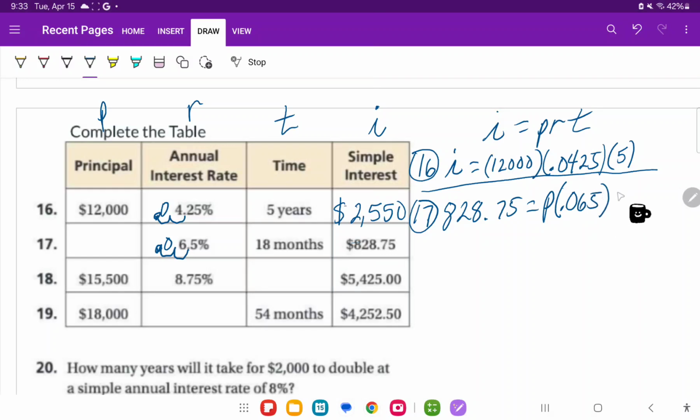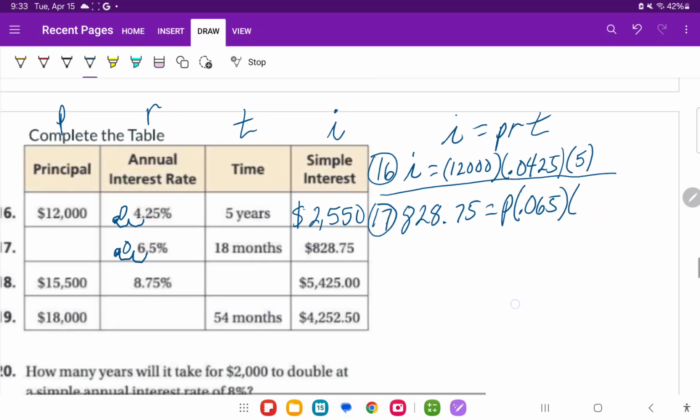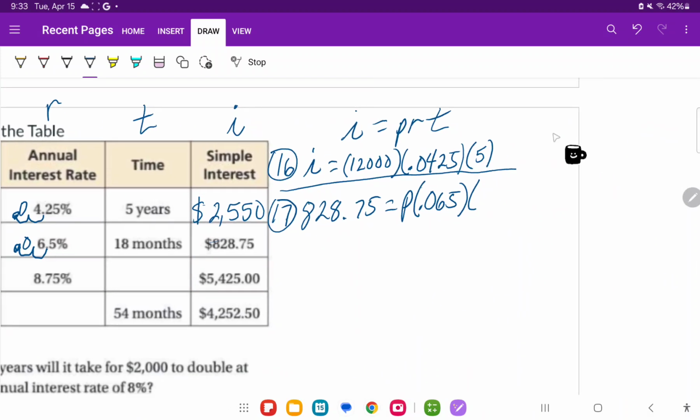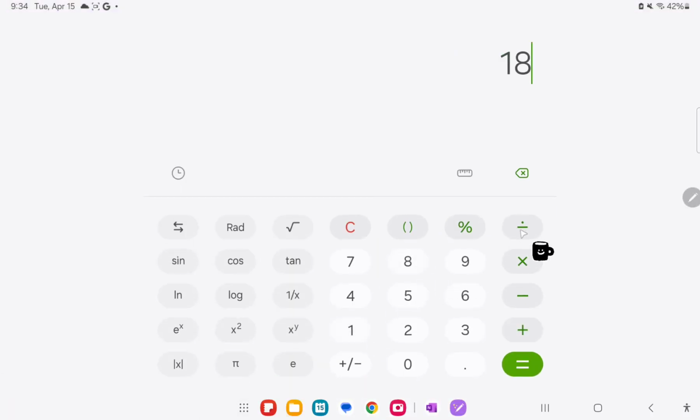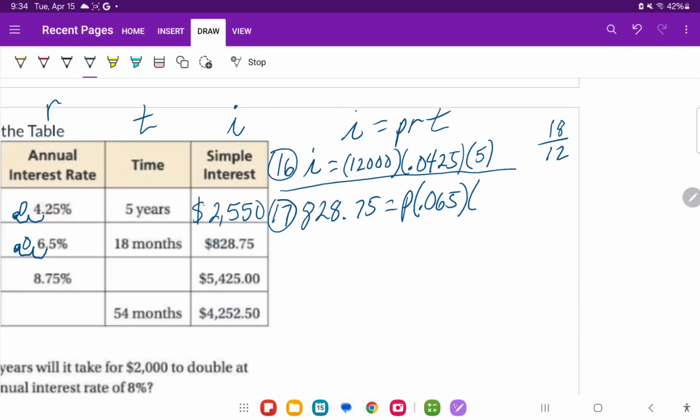0.065 times the time, which is 18 months. But remember, we need that in terms of years. So we go 18 divided by 12. If you need to, come over here. 18 divided by 12 gives us 1.5. So the years on 17 would be 1.5 years.